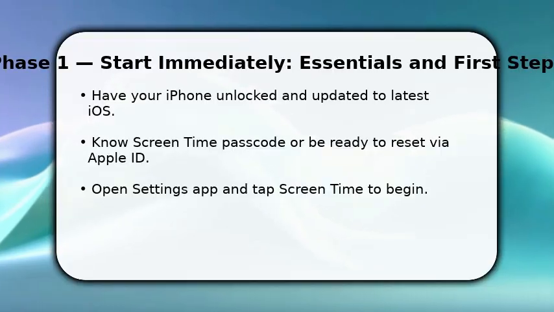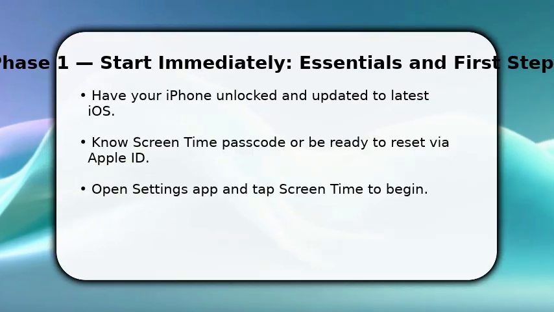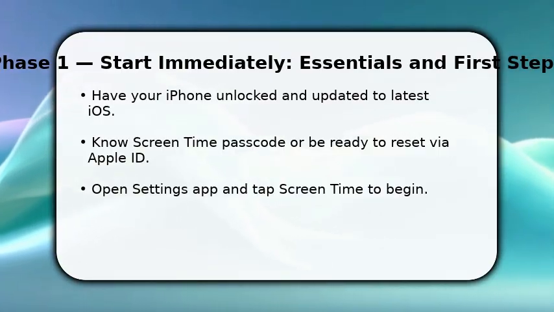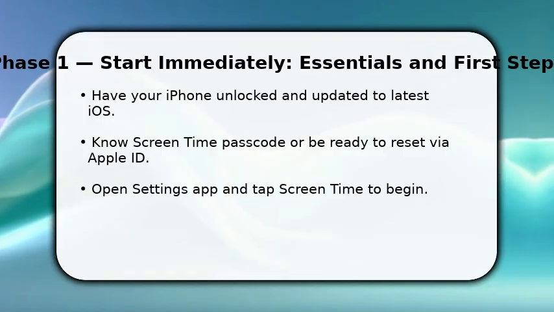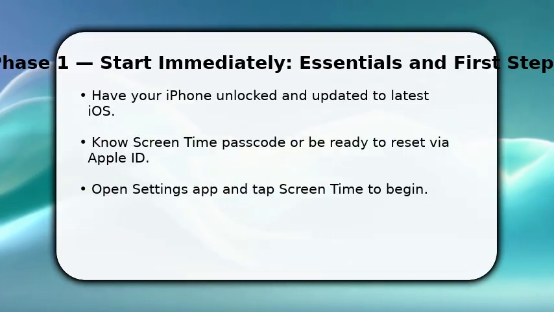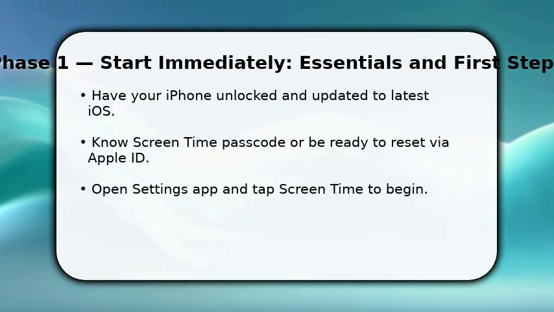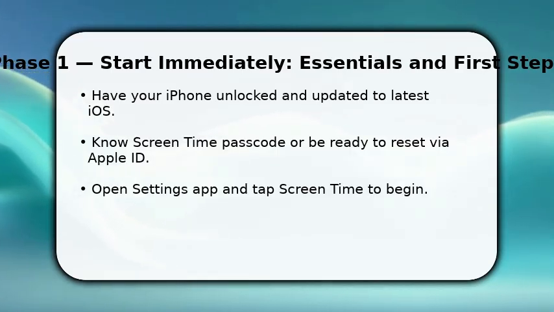You start by making sure the iPhone is unlocked and running the latest iOS. This avoids menu differences. Next, open Settings and tap Screen Time. This is where content and privacy live. If you use a screen time passcode, keep it ready because you will need it to change restrictions. Otherwise, prepare to authenticate with your Apple ID.